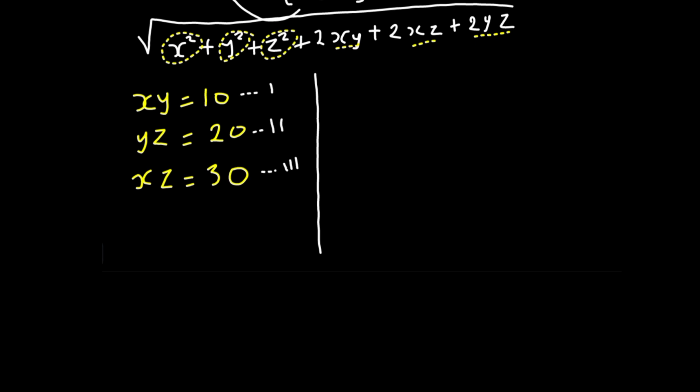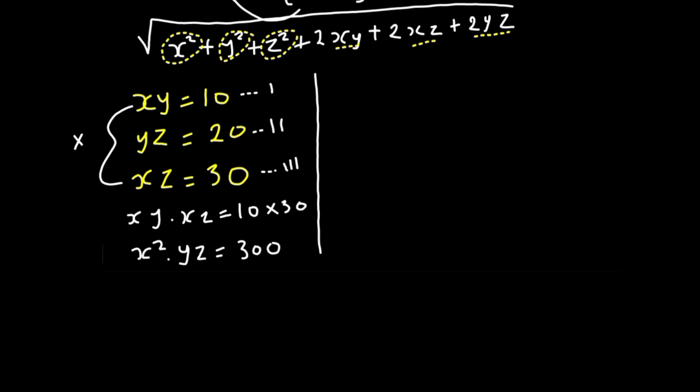Let's multiply equation 1 and 3. So we have xy times xz equals 10 times 30. Then this will give us x squared times yz equals 300. Solving this, we have x squared times 20 equals 300. Divide by 20. Therefore, x squared equals 15.